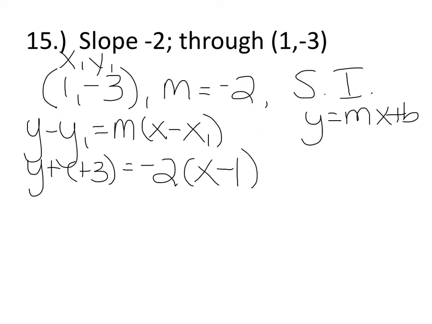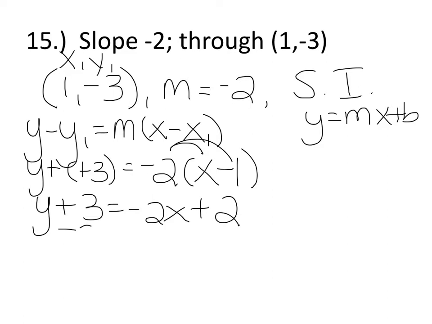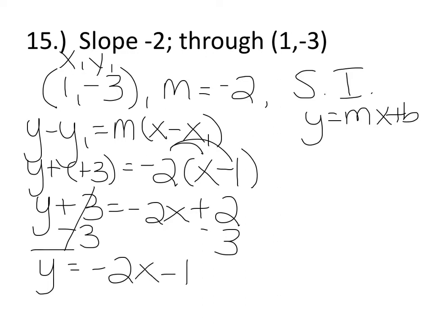Add a line, change the sign. You get y plus 3 is equal to, distribute your negative 2, negative 2x, and you have negative 2 times negative 1, which is positive 2. I'm going to subtract 3 from both sides, so you get y equals negative 2x minus 1. And that's in slope-intercept form, so you're good to go.